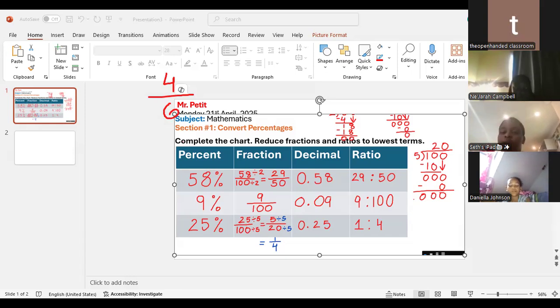2. Very good. What is 4 divided by 2? 2. Good. And what is 6 divided by 2? 3. So what's the answer going to be now? 2/3. Not 1/3. 2/3. Do you understand that?